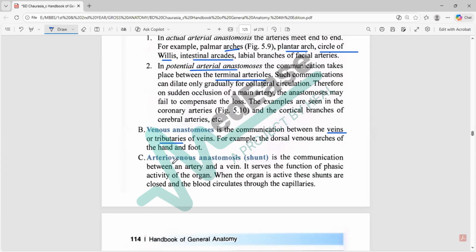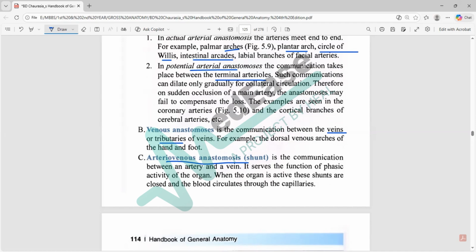Now there is another type of anastomosis which is very rare, called the AV anastomosis, the arteriovenous anastomosis. Normally this is not present. It is an anastomosis, as its name suggests, between an artery and a vein. This is normally present in the embryo and in some abnormal connections as well.